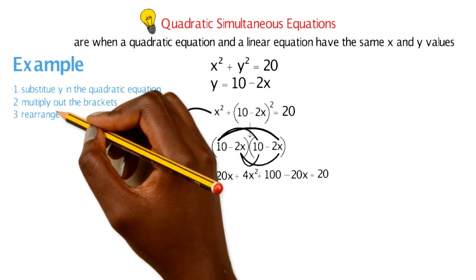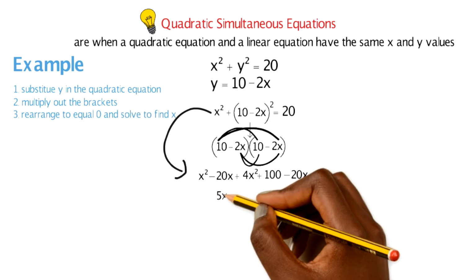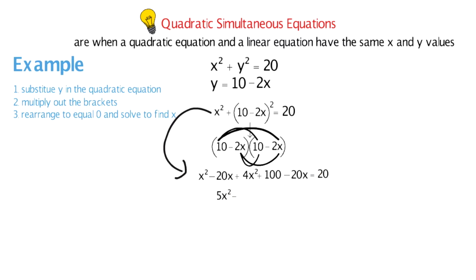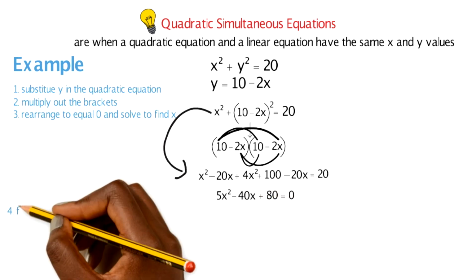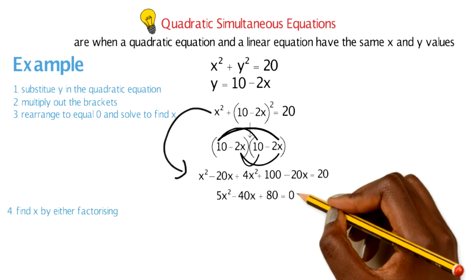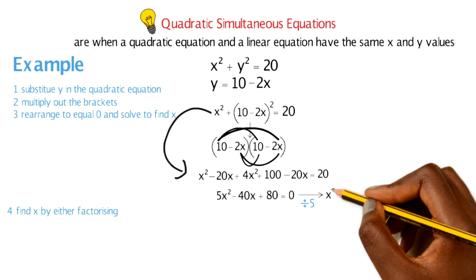Now that we have this, we want to rearrange the equation to make it equal to 0, and solve it to work out what x is. So we're going to now simplify: adding the x squareds together, adding the x's together, and adding the numbers together, making it equal to 0. Then to find x, it's going to be by factorizing. Here the easiest thing would be to divide by 5.